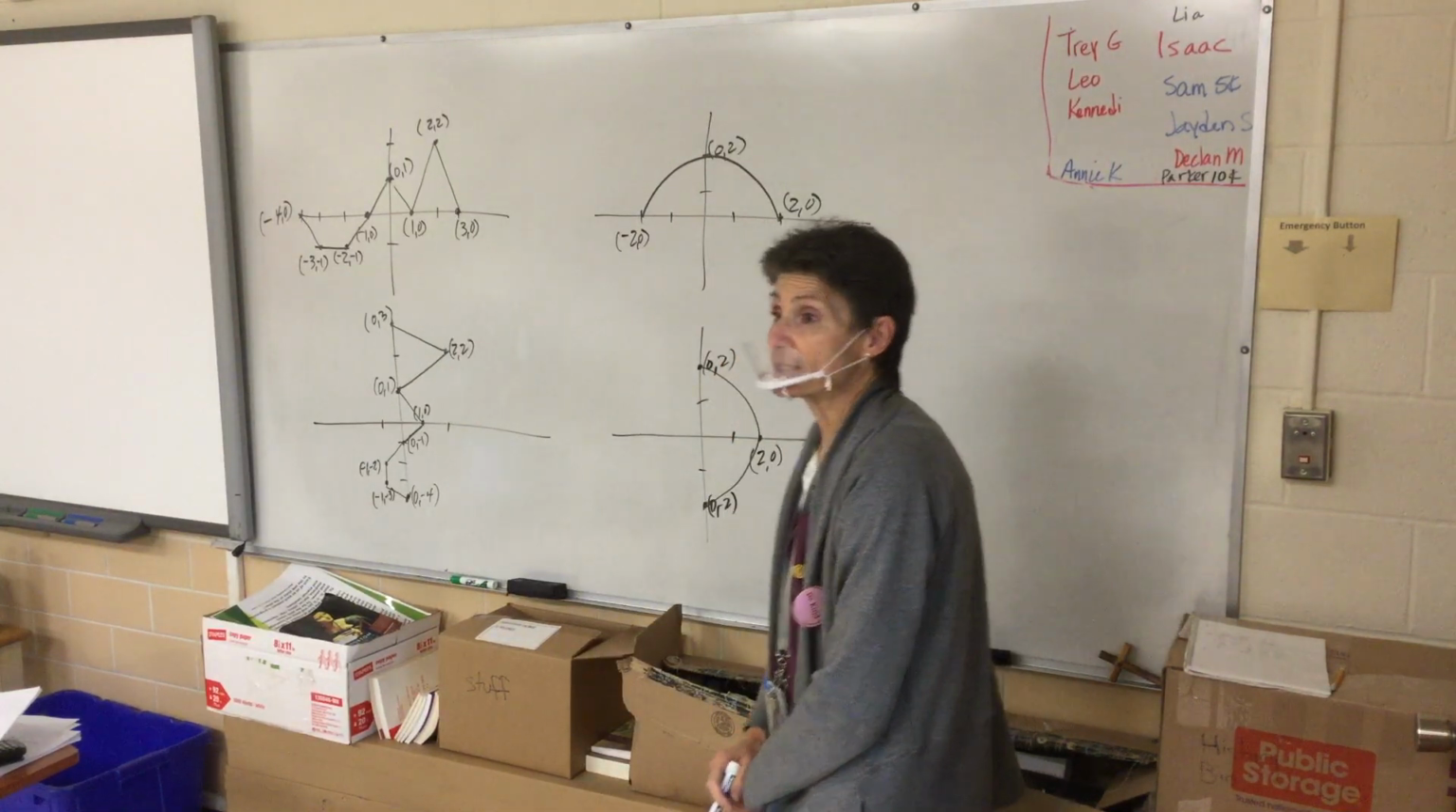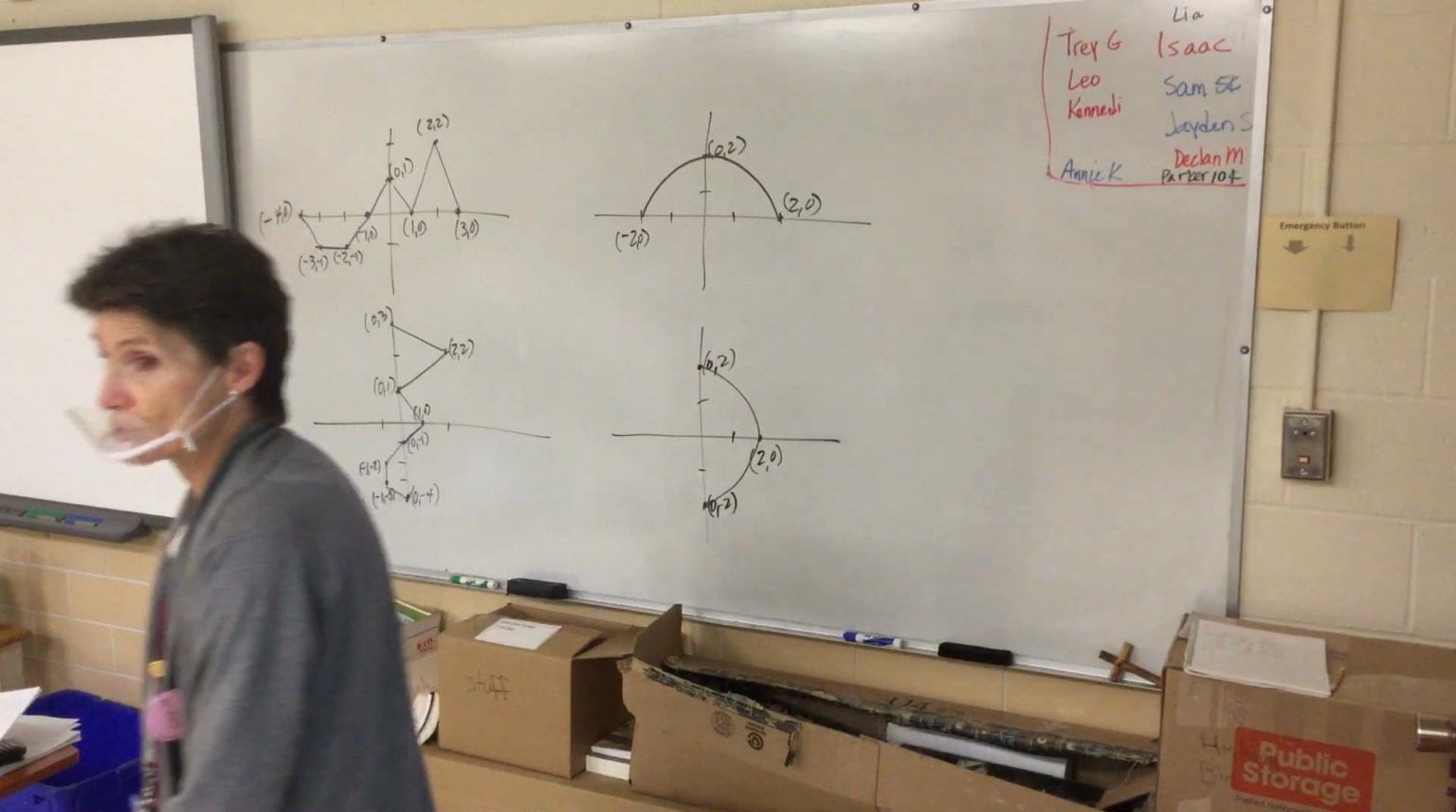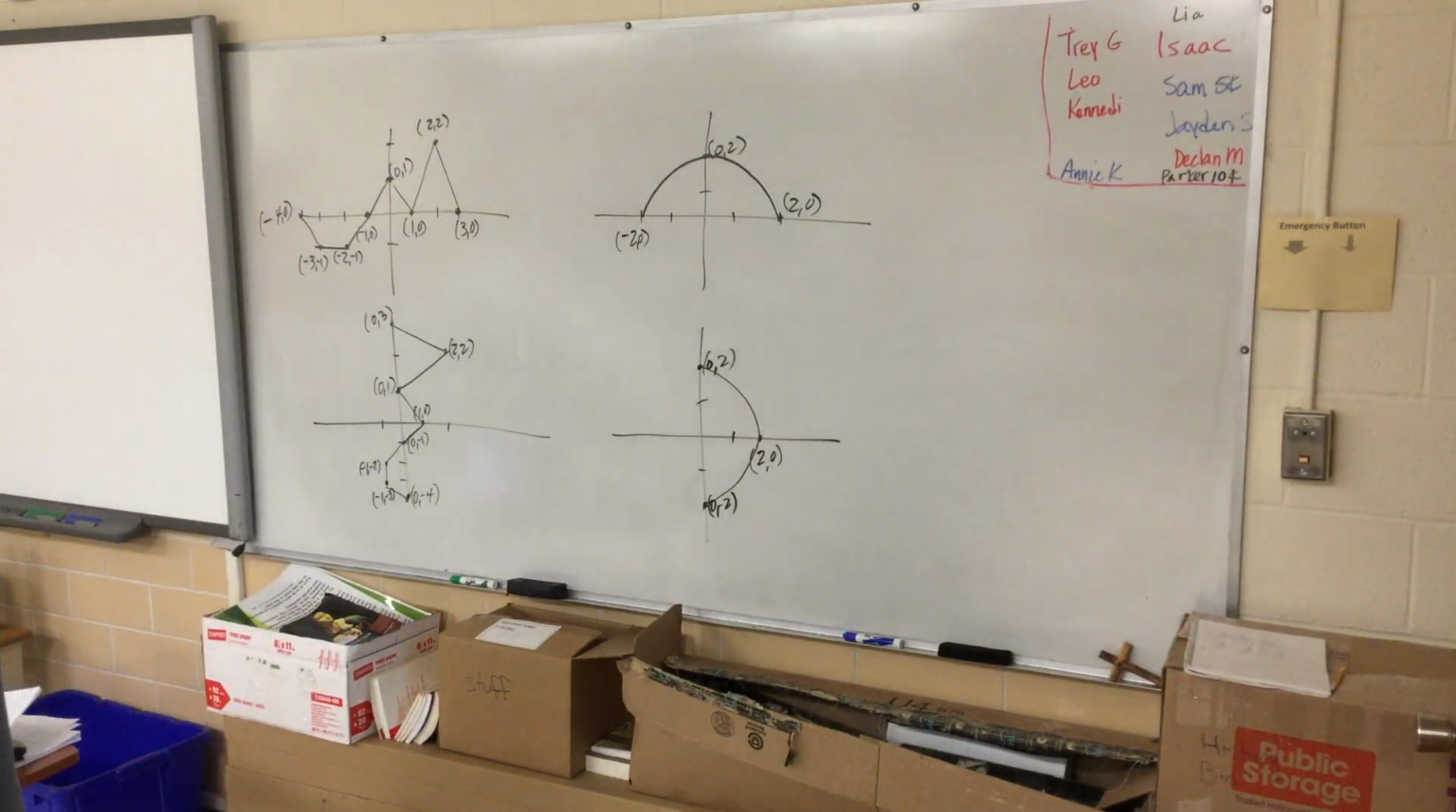Alright, so does everybody know how to graph an inverse? To graph an inverse, you take the ordered pairs of the original and simply switch them. And then put the new points on, connect them, and that's your answer.